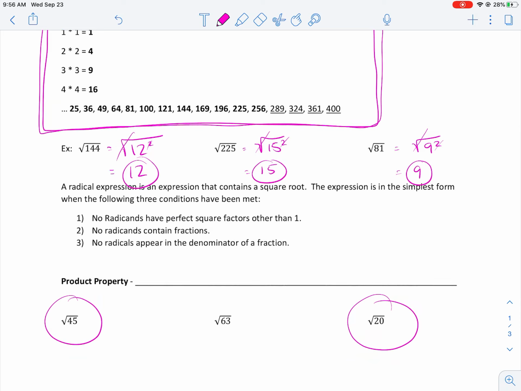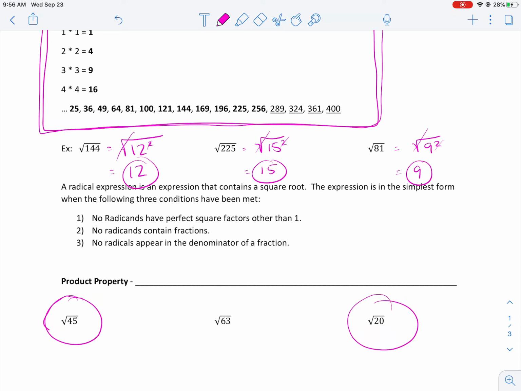All right. So, a radical expression is an expression that contains a square root. The expression is in the simplest form when the following 3 conditions have been met. No radicands have perfect square factors other than 1. No radicands contain fractions. And no radicals appear in the denominator of a fraction. So, what do I mean by radicands? What I mean by radicands is just the answer you get when you try to simplify these things.